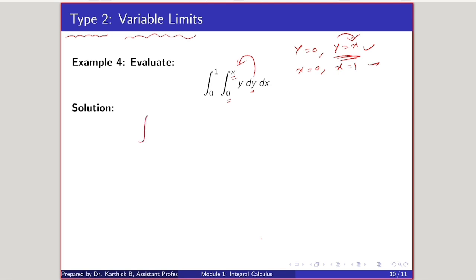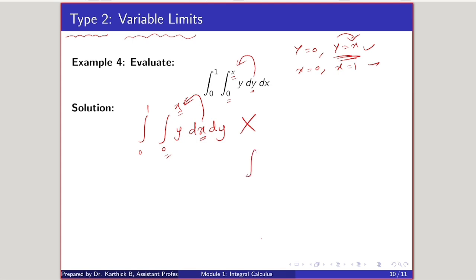If they have given any problem, I may take the same problem, integral 0 to x, y dy dx. Just see that x has a limit from 0 to x. How is it possible? If such cases arise, then definitely this problem is wrong. So the variable can't have the same variable as a limit.